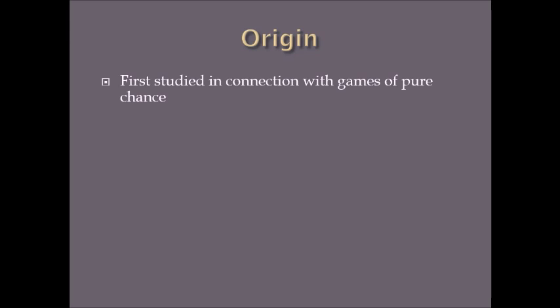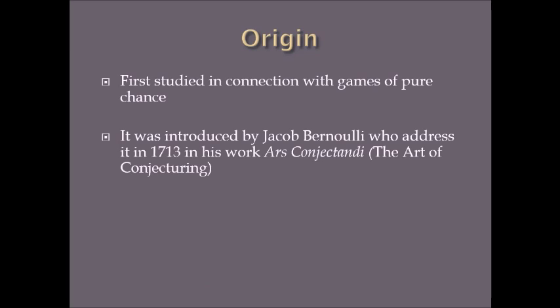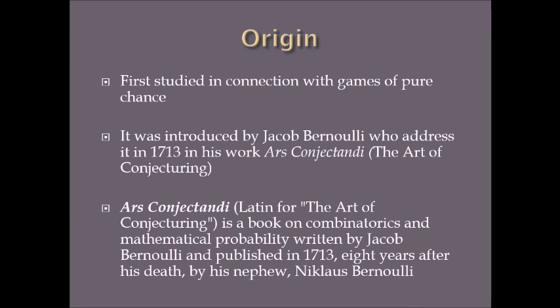Binomial distribution was introduced by Jacob Bernoulli, who addressed it in his work The Art of Conjecturing. The Art of Conjecturing is a book on combinatorics and mathematical probability written by Jacob Bernoulli and published in 1713, 8 years after his death by his nephew Nicholas Bernoulli.